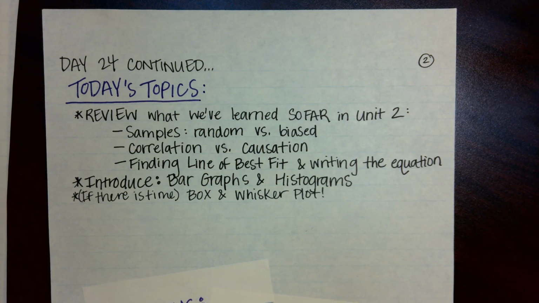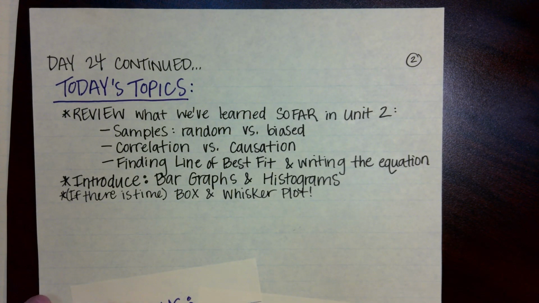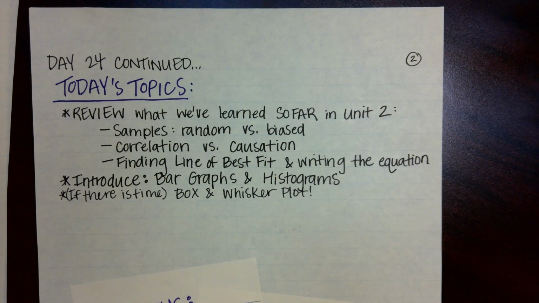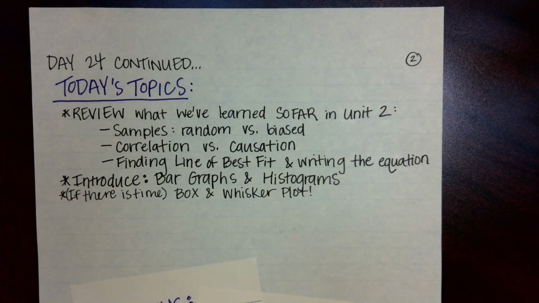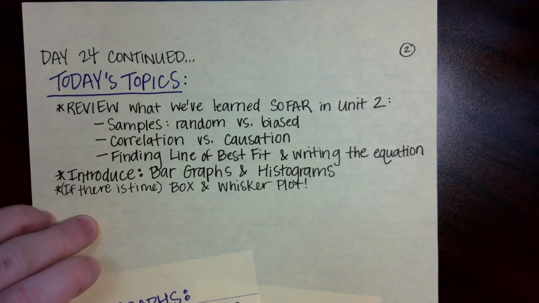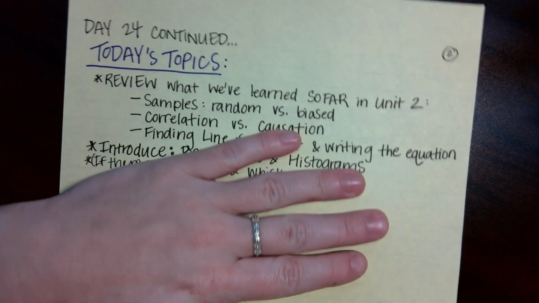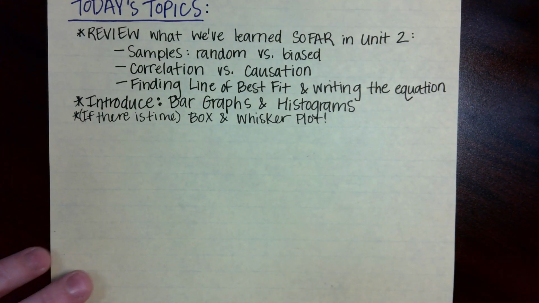Okay. And we just did the line of best fit and we wrote that equation. Do we feel okay about that process? Okay. We're going to move on, guys. Today, this will be in the note packet I gave you. We are going to introduce bar graphs and histograms. And then if there's time, we're going to learn how to draw a box and whisker plot. I love the box and whisker plot. I think it's so goofy compared to everything else.